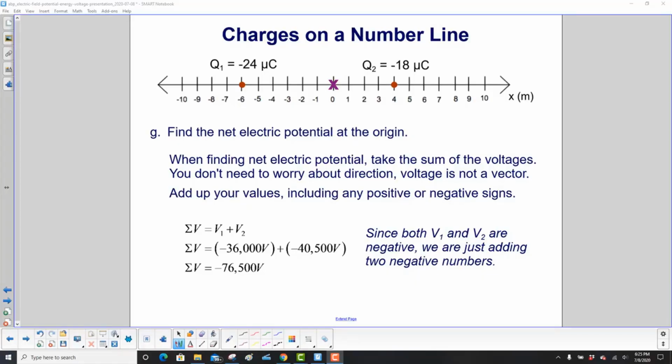The net electric potential due to both charges at the origin, we just add them together. Okay, just sum the voltages up. You don't have to worry about direction. Voltage is not a vector. However, you do have to worry whether it's negative or positive. That's not telling you direction. It's just where the charge would exist on the number line, whether it's a negative charge or a positive charge. In this case, they're both negative, right? Because they're both negative charges. Add them together. We get the voltage right here at the origin is negative 76,500 volts.